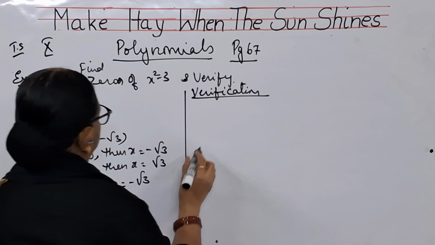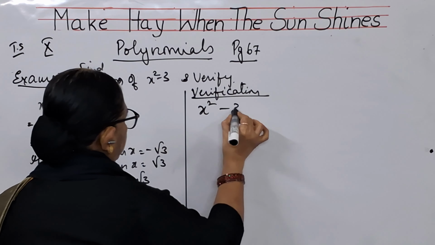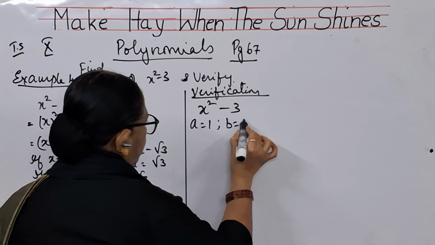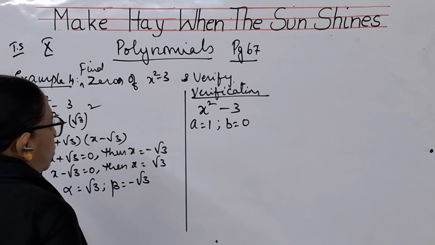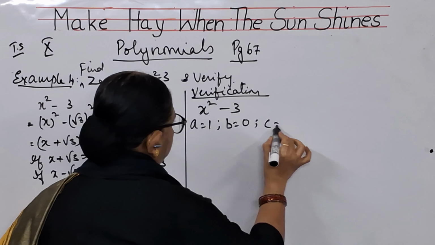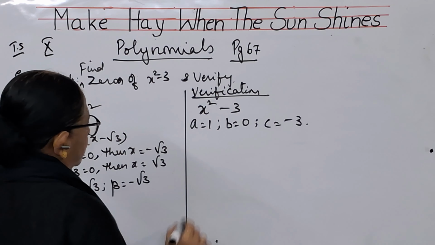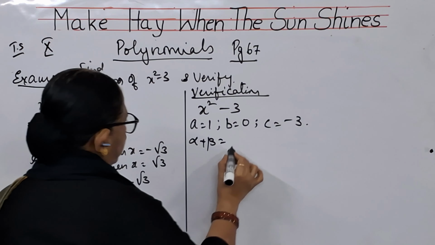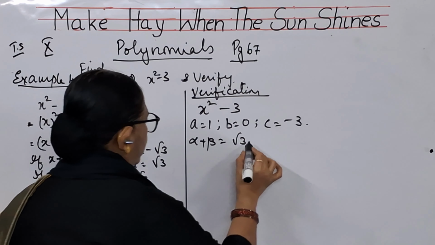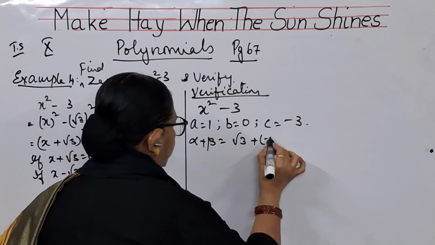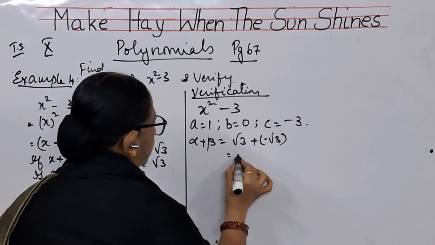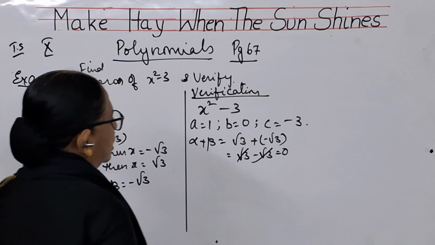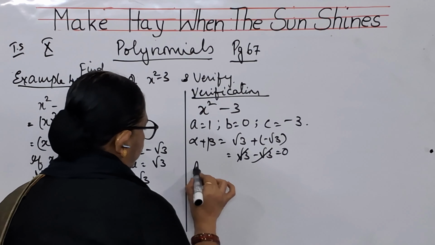So, before going to verification, let us take the equation x square minus 3. In this, a is equal to x. B you don't have, x coefficient you don't have, means it is 0, and c is equal to minus 3. So let us see what is alpha plus beta. Alpha plus beta is root 3 plus of minus root 3. That means root 3 minus root 3. Those two will get cancelled. Alpha plus beta is 0.